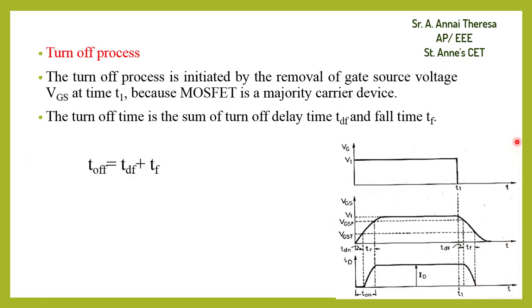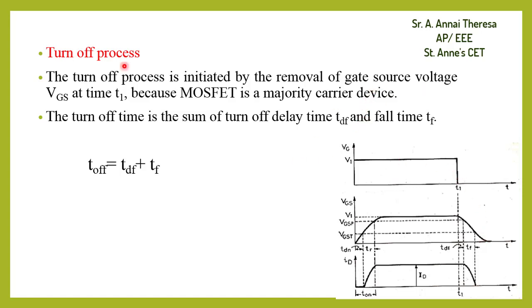Next is the turn off process. We have studied the turn on process. Now in switching characteristics, the next one is the turn off process. It is initiated by the removal of the gate source voltage, because when we give the gate source voltage, the device gets turned on. If we remove the gate source voltage, then it should be off.